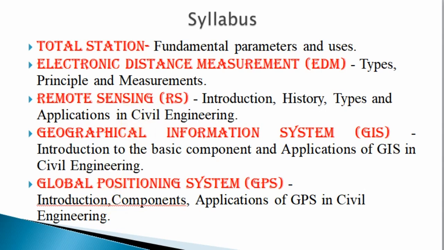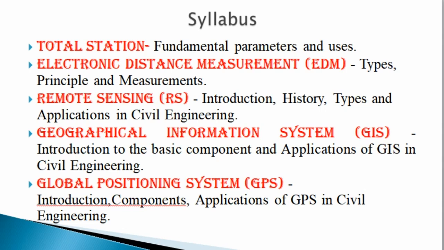First, in case of the total station, we see the fundamental parameters and its uses. In electronic distance measurement, we see the types, principle and measurements. Remote sensing: introduction, history, types and application in civil engineering. Geographical information system: introduction to the basic components and its application of GIS in civil engineering. Then global positioning system: introduction, components, application of GPS in civil engineering.